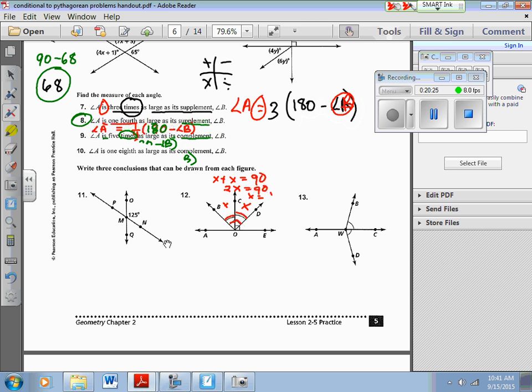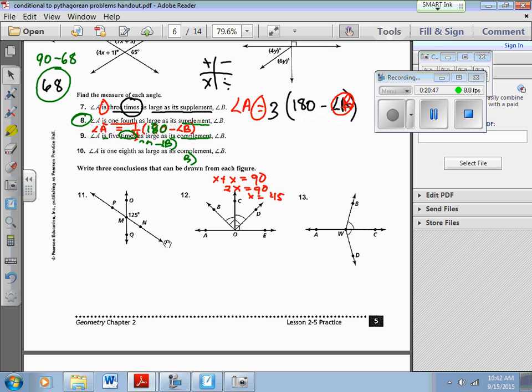45. 45 plus 45 add up to 90. That little mark that you saw is a clue to tell you whatever those angles are, they measure the same. And then the other clue was that they both added up to 90. Okay.